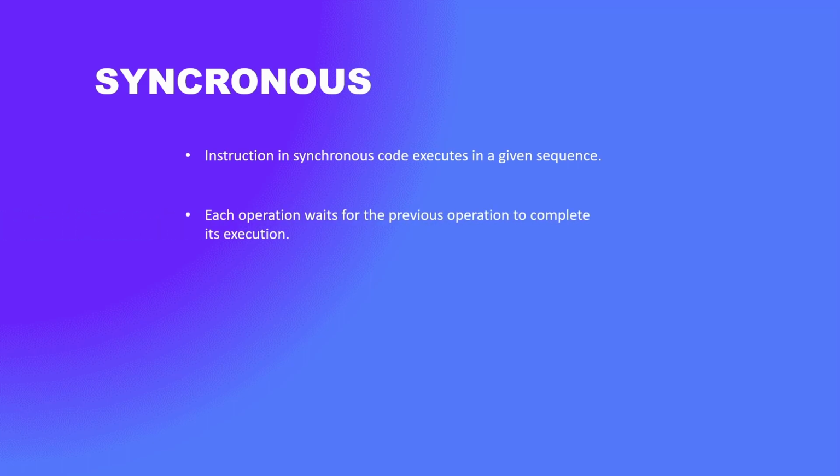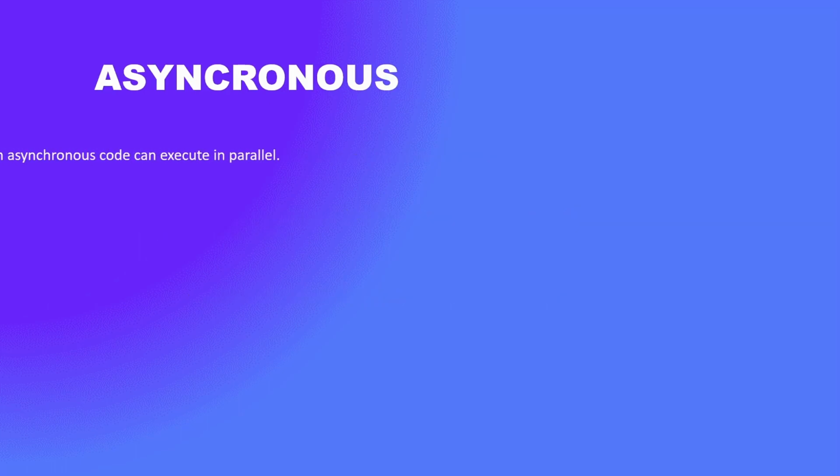Next, each operation waits for the previous operation to complete its execution. So if there is a first command, it will execute and finish. Then only the second command will be executed. Most of the time, JavaScript is used as synchronous code. Next, I'm going to explain about asynchronous.